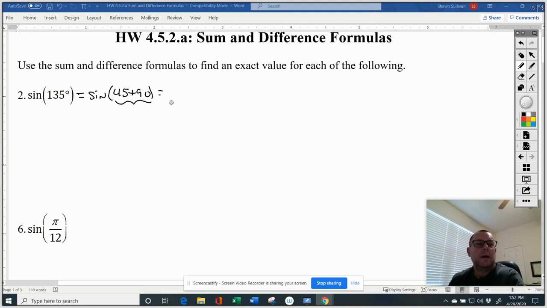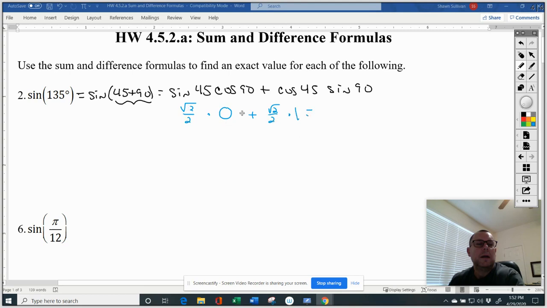And so I'm just going to write everything out. It's going to be sine of 45 times cosine of 90 plus cosine of 45 times sine of 90. And now we're just going to go through and figure some stuff out. Use a different colored ink, make it a little nicer. So sine of 45 degrees, we know that's square root of 2 over 2. And cosine of 90 degrees, when we're multiplying, that's 0. Plus cosine of 45 degrees, that's square root of 2 over 2. And sine of 90 degrees is 1.